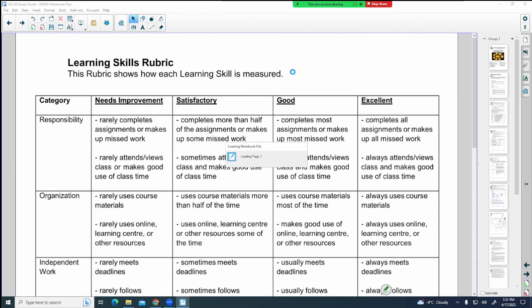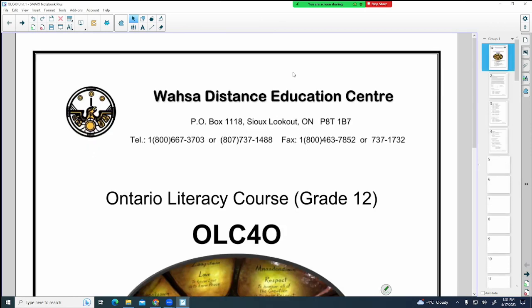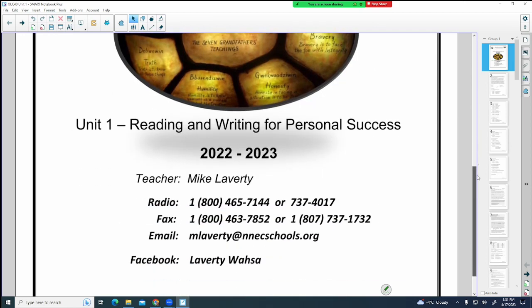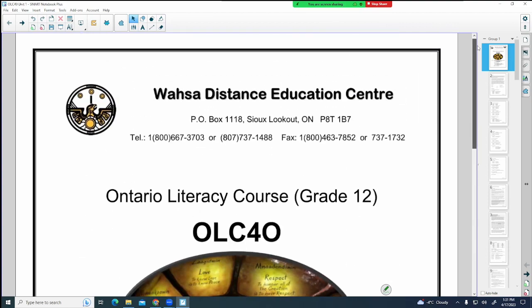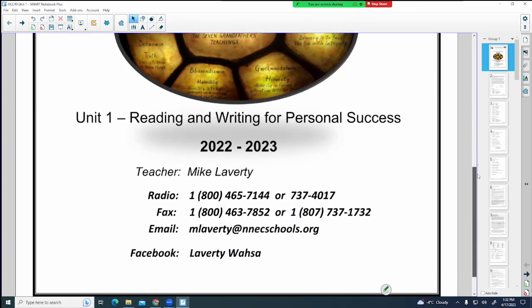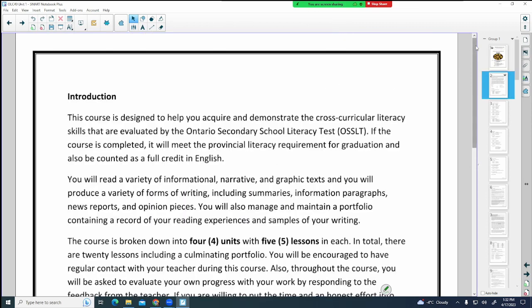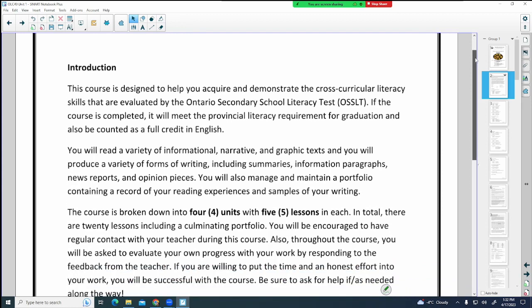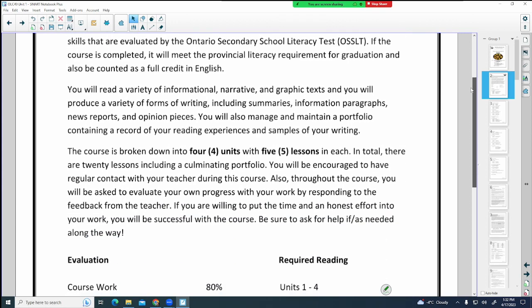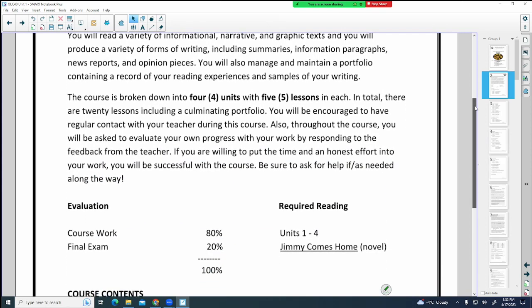I'd like to pull up one of the units, right? So this is the Ontario Literacy Course, OLC4O. This is Unit 1, Reading and Writing for Personal Success. All of the units follow a similar format. You'll see my contact information on the cover page, and then you'll get an introduction to that unit, or to the course in this case. So the course is broken down into 4 units. Each one has 5 lessons. So that makes for a total of 20 lessons.